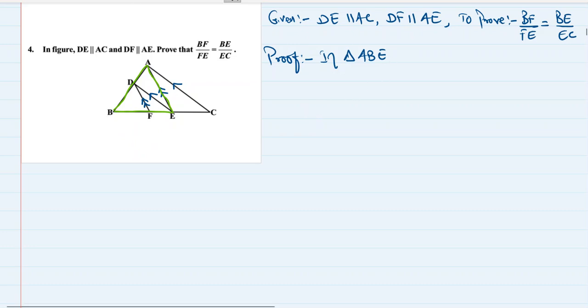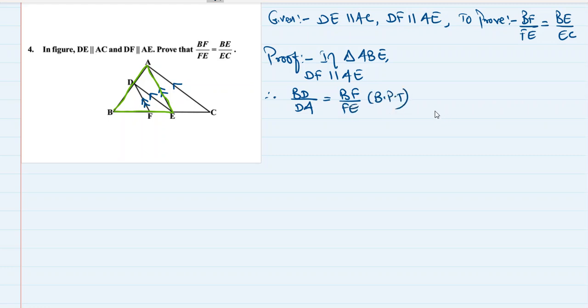In triangle ABE, DF is parallel to AE, right? Therefore, you can say that BD upon DA is equal to BF upon FE. Why? Basic proportionality theorem. Correct? BD upon DA is equal to BF upon FE.